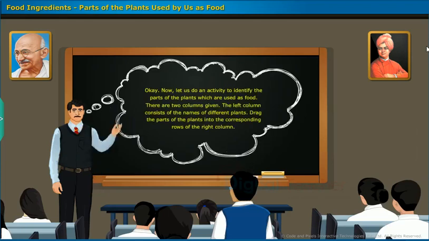Okay, now let us do an activity to identify the parts of the plants which are used as food. There are two columns given. The left column consists of the names of different plants. Drag the parts of the plants into the corresponding rows of the right column.